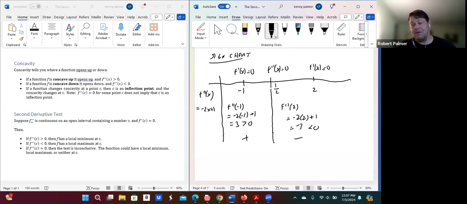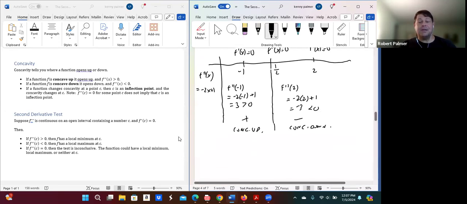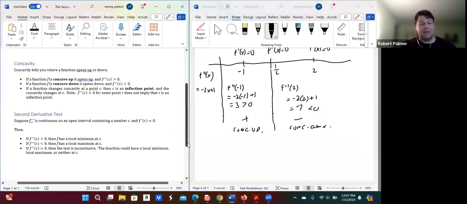What does it mean about our concavity? So positive second derivative, that's concave up. The function opens up. Negative, it's concave down. The function opens down. Okay. So now what does that tell us for our second derivative test?